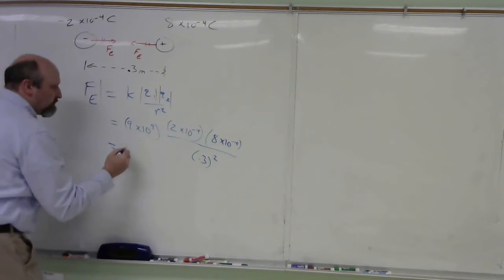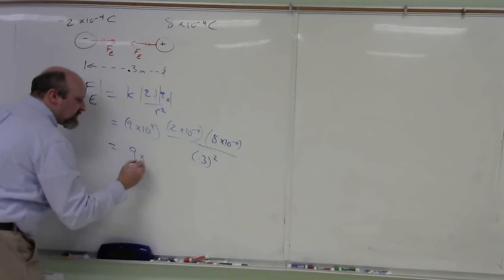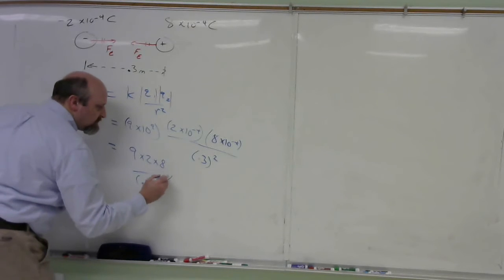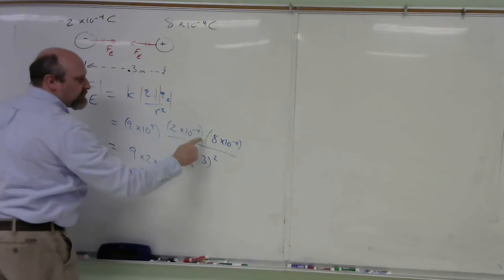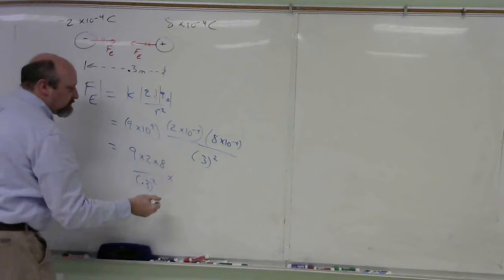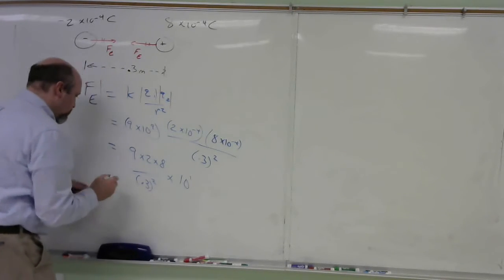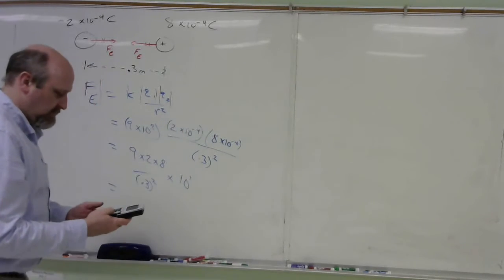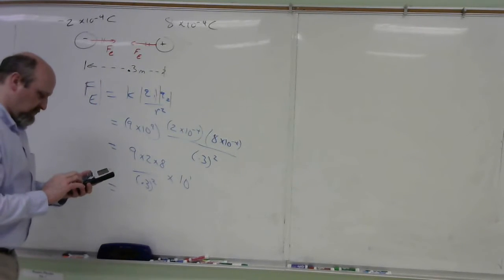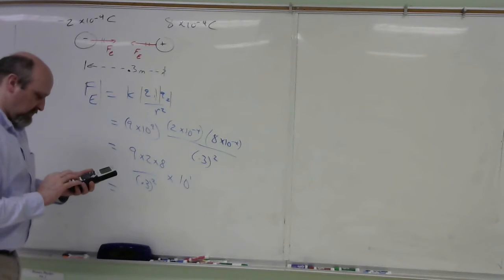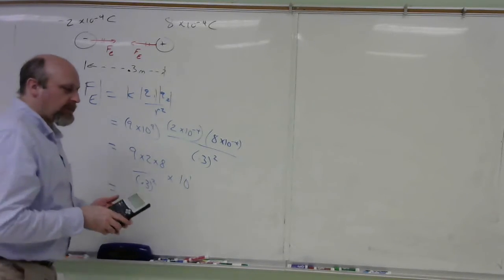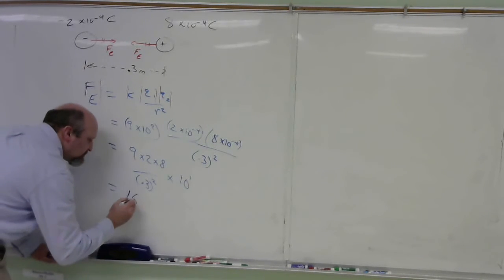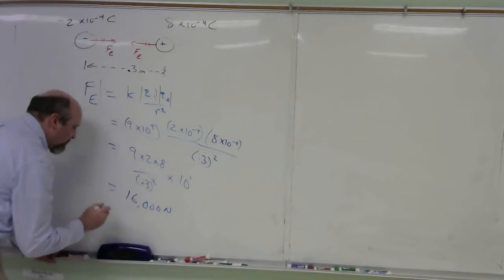So there we go. I like to take my coefficients out: 9 times 2 times 8 divided by 0.3 squared. Then do my powers of 10 off to the side. Negative 4 and negative 4 is negative 8, times positive 9, that's going to be just 10 to the first power. Okay, punch this in my calculator, and when I do so, 9 times 16 divided by 3 squared. This is going to come out to be a whopping 16,000 newtons is my answer.